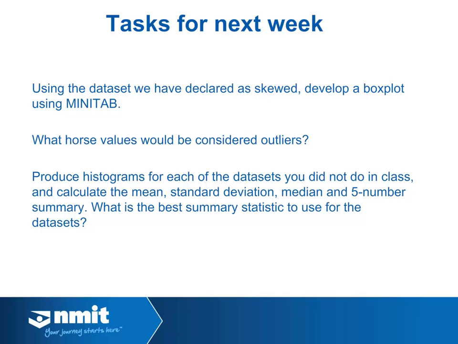You can do that just for, say, the brown fillies. And then produce a histogram, the mean and standard deviation, the median, and the whole 5-number summary for each of those data sets. And again, for each of these requirements, there's a video demonstration on how to do it.